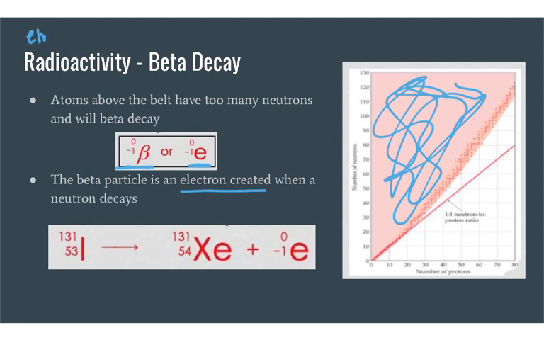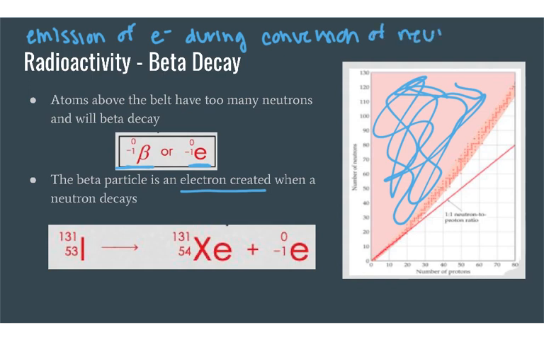So let me write this down. Emission of electron, e minus like that is electron, during conversion of a neutron to a proton.